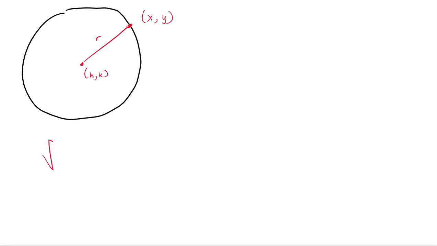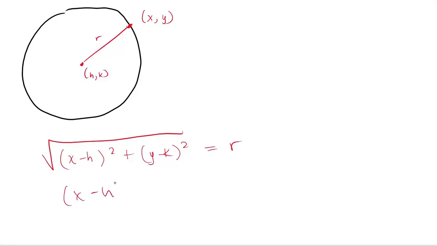I know that if I take the square root of the difference in the x coordinate squared plus the difference in the y coordinate squared, that should give me the distance between the points, and of course that distance is r. The difference in the x coordinates would be x minus h. The difference in the y coordinates would be y minus k. And if I square both sides to get rid of the radical, I get the equation of the circle, (x minus h) squared plus (y minus k) squared equals r squared. That equation is just a direct consequence of the definition of a circle and the distance formula.